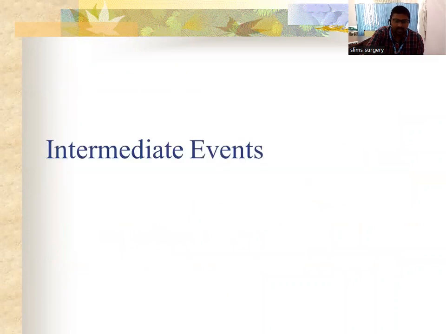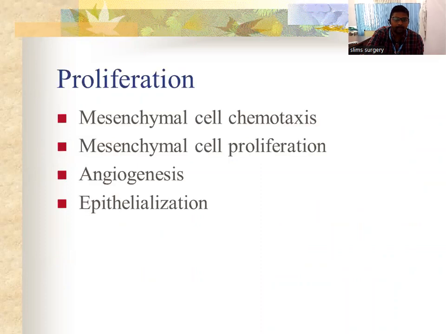So what are the intermediate events that play a role in wound healing? There comes your proliferation, that is mesenchymal cell chemotaxis and mesenchymal cell proliferation, angiogenesis, that is nothing but regaining or restoring the blood supply to the particular area or particular organ, and epithelialization.